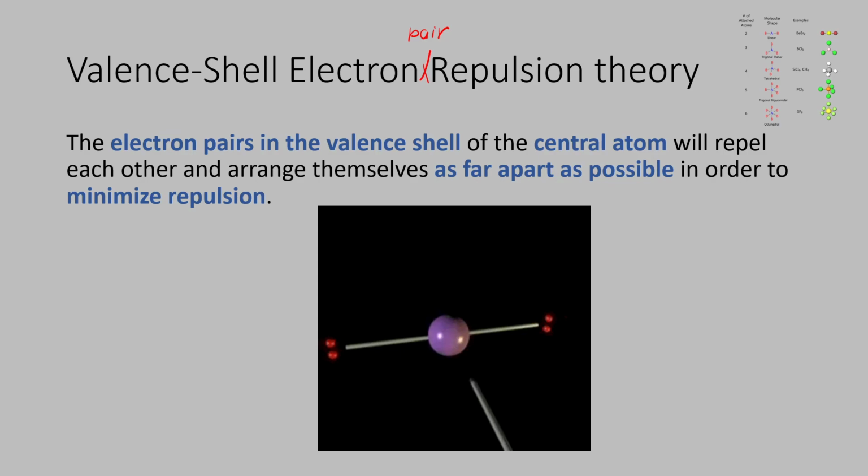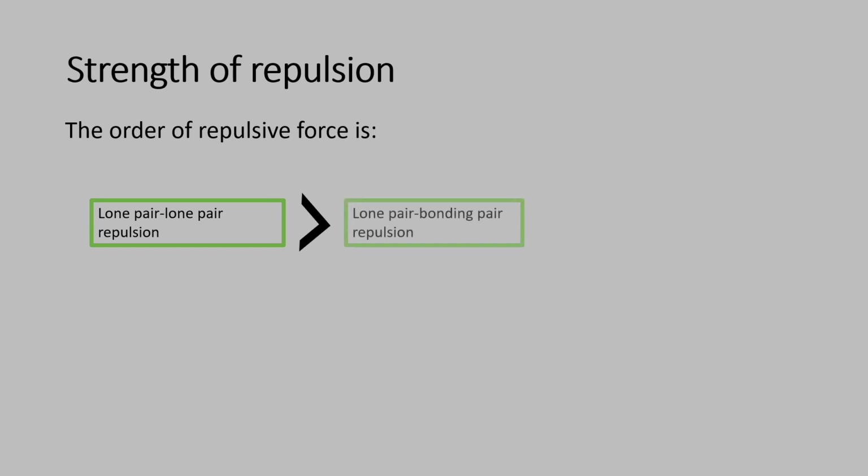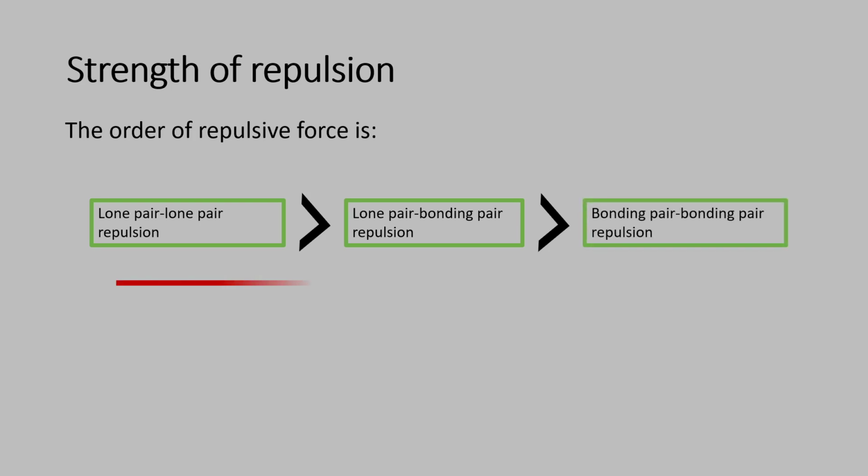So, today is a bit mathematic sebab kita nak tengok pasal angle. How kita nak susun this as far apart as possible where it will minimize the repulsion. Okay, now let's look at the strength of the repulsion. So, lone pair and lone pair repulsion is the highest, and then lone pair tolak bonding pair is the second highest, and bonding pair to bonding pair is the weakest.